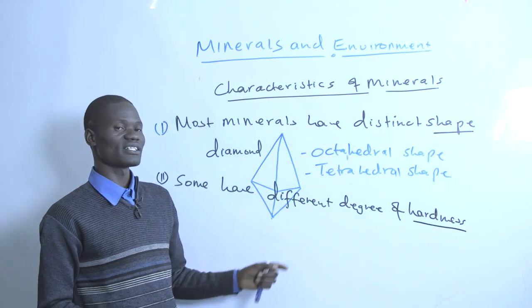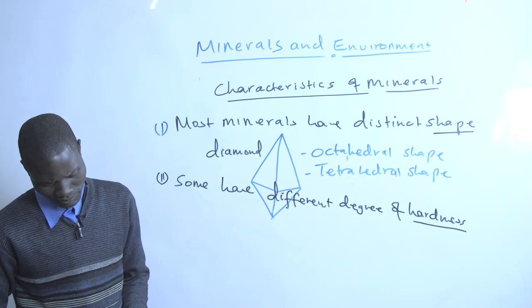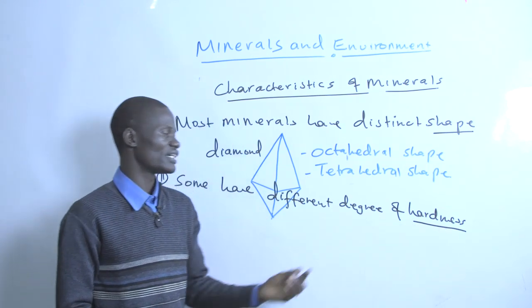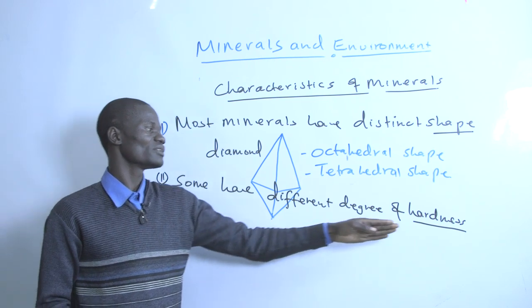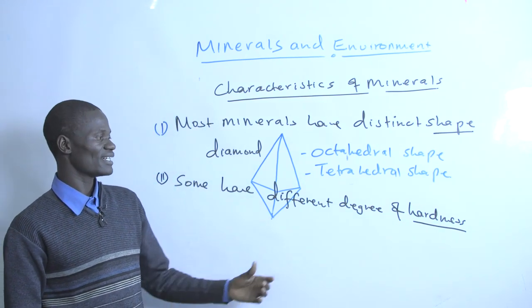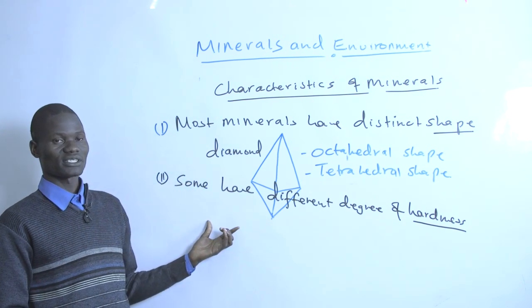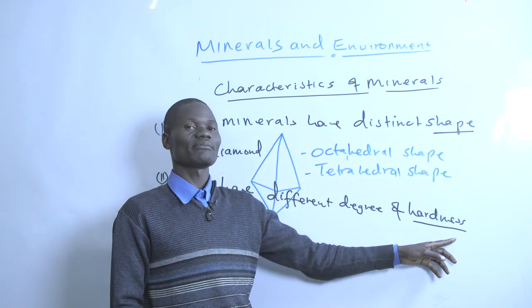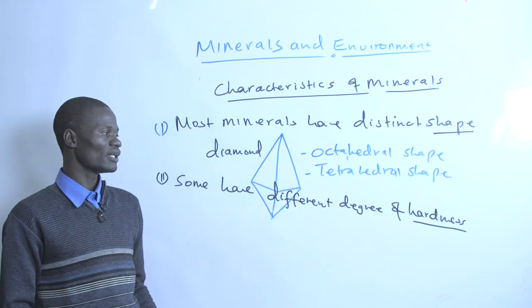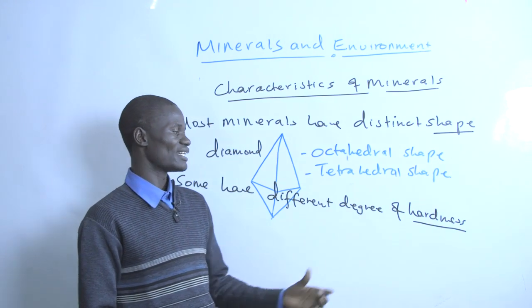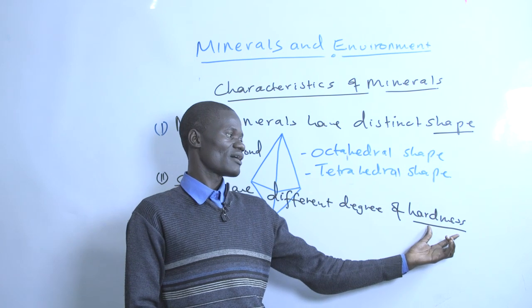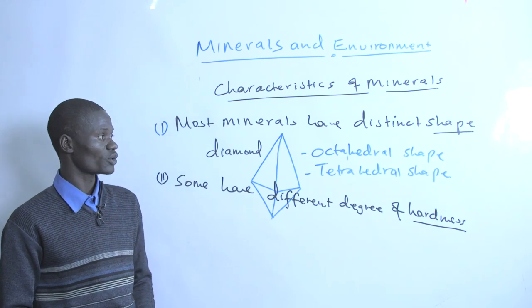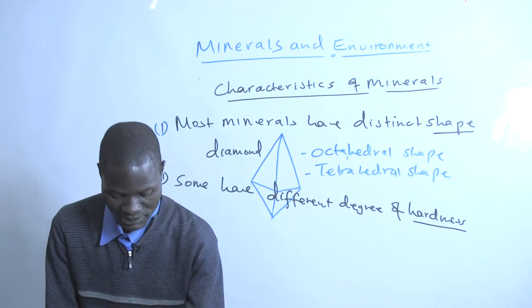Some minerals have different degrees of hardness. Still, when we come to the hardness of a mineral, it comes also from the rock. And the hardest rock, we learned, is diamond. Diamond, based on Mohs scale of hardness, is placed at scale number 10, and it is one of the hardest minerals because it has a very lasting degree of hardness. That makes it another characteristic of minerals.